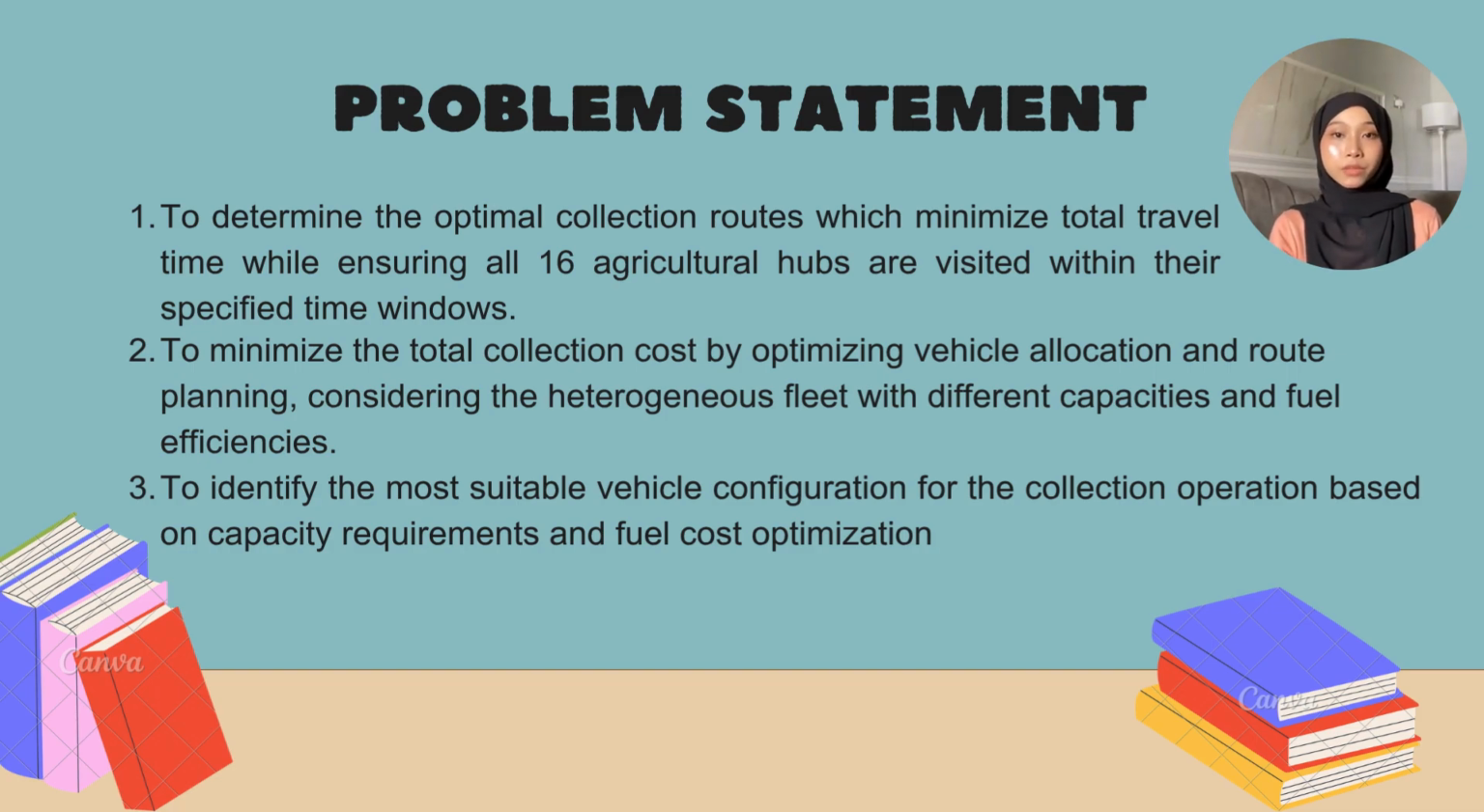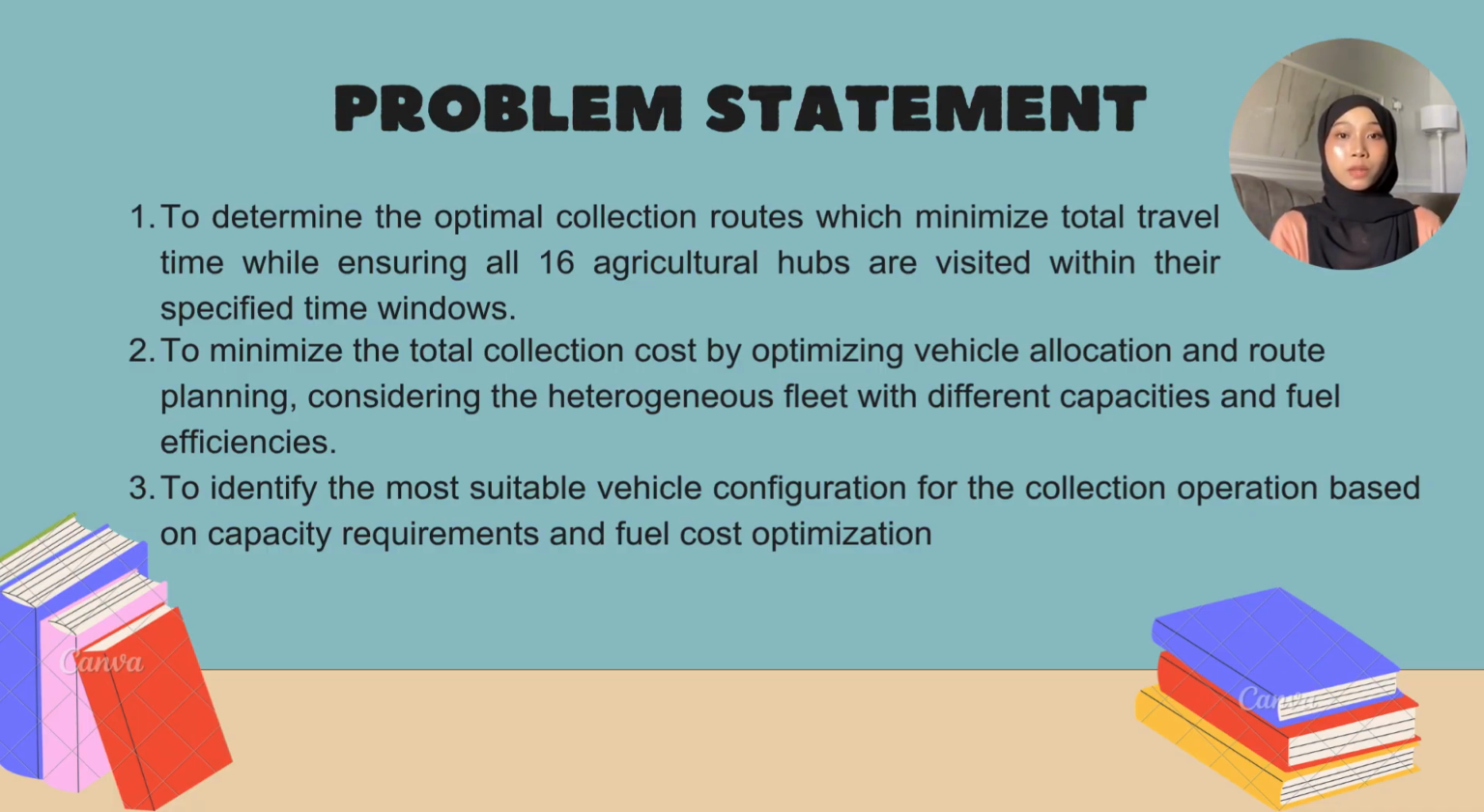Now, let me explain the problem that we are trying to solve. First, farmers need to find the optimal collection routes. This means we must minimize the total travel time while making sure that all 16 agriculture hubs are visited within their specific time window. This is important to keep the produce fresh.